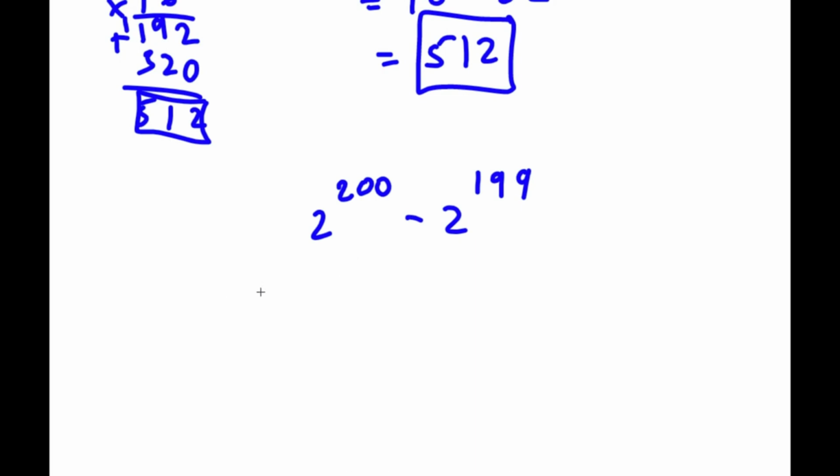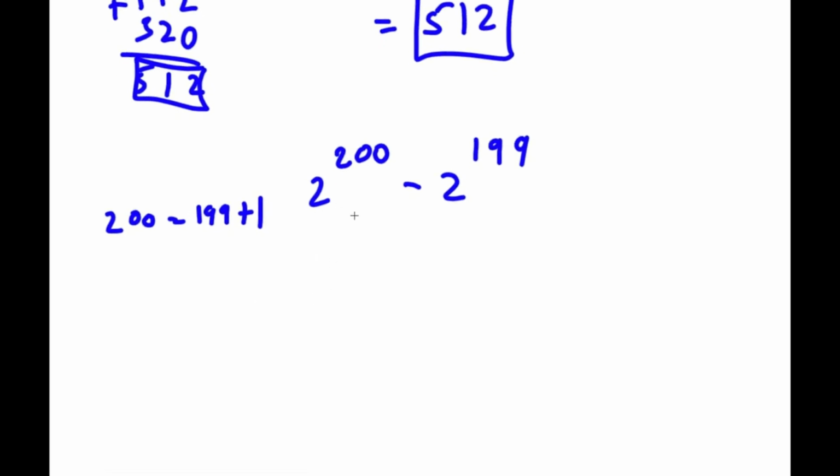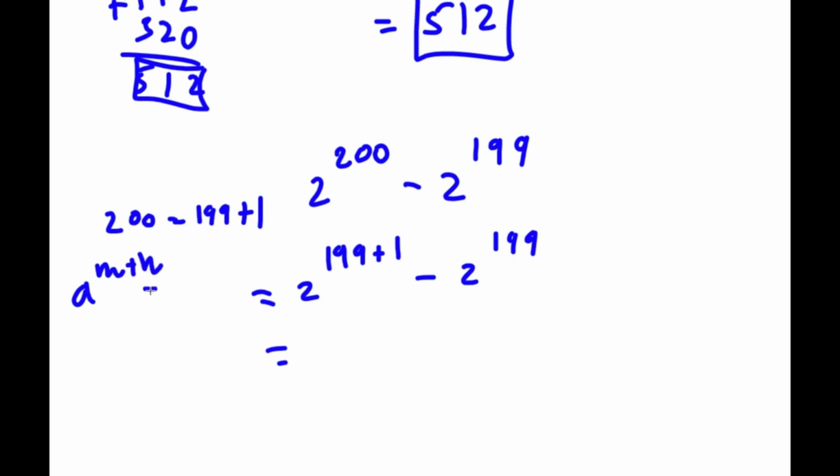All right, so this is a pretty basic problem after applying the rules we already had. We have 2 to the power of 200 minus 2 to the power of 199. We can rewrite 200 as 199 plus 1. So now we have 2 to the power of 199 plus 1 minus 2 to the power of 199. And remember, if we have something in the form a to the power of m plus n, this is equal to a to the power of m times a to the power of n. In this case, a is equal to 2, m is equal to 199, and n is equal to 1.